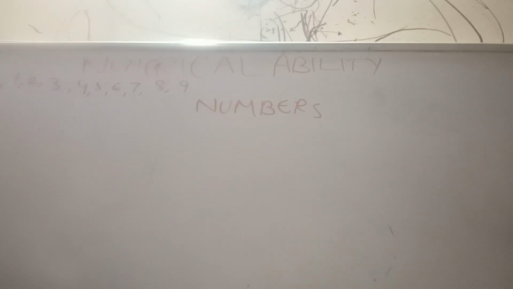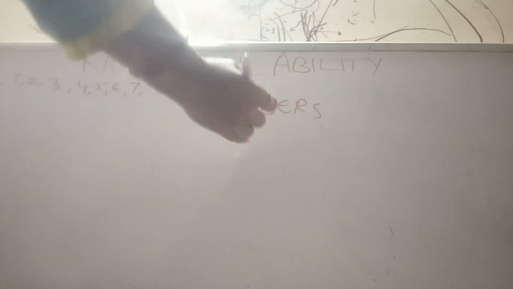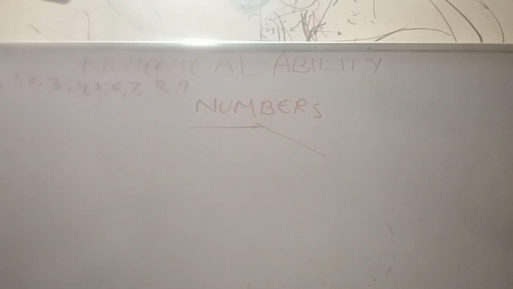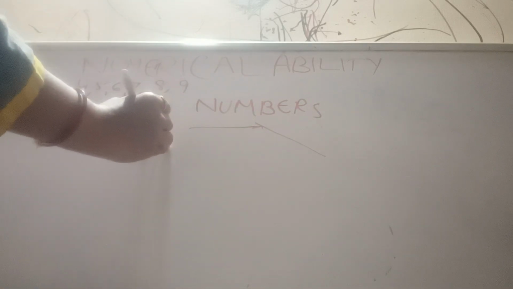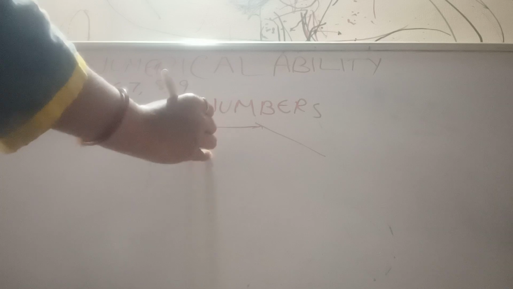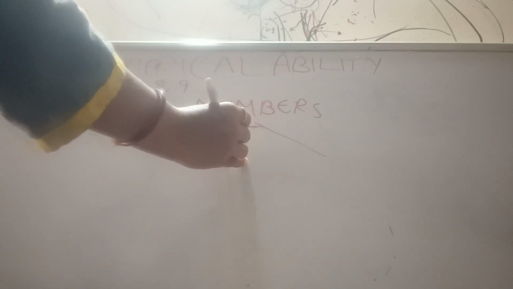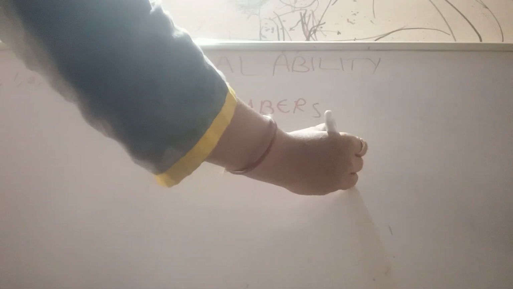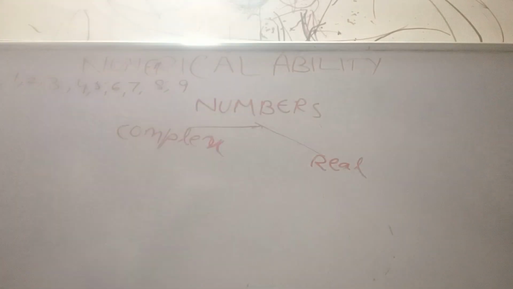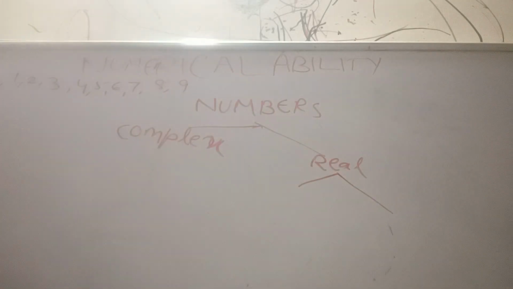Numbers are divided into two types. That is, one is complex and another is real. Again, real number is divided into two parts. That is rational number and irrational number.